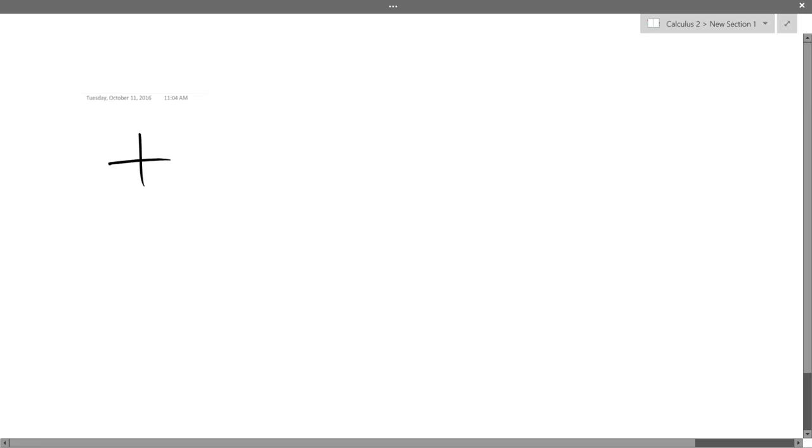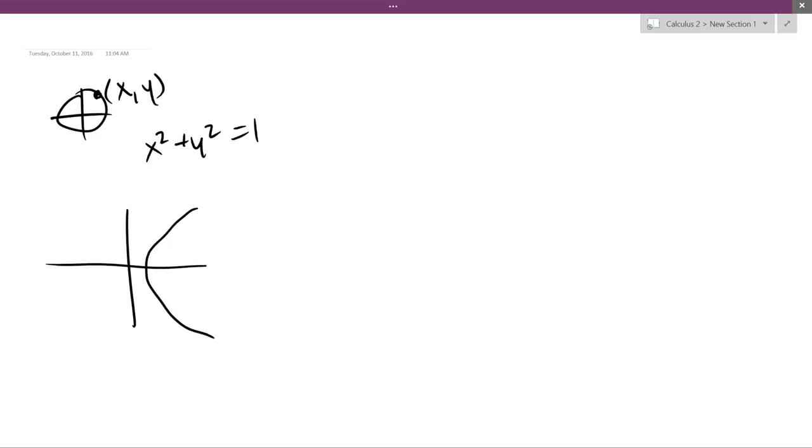The regular trig functions are all based on the circle: cos x is x, sine is y, and you have the x squared plus y squared equals 1 relationship. So they all had this relationship right here. The hyperbola that we're going to use looks like this. The difference is it is x squared minus y squared equals 1. So that's what we're going to use.